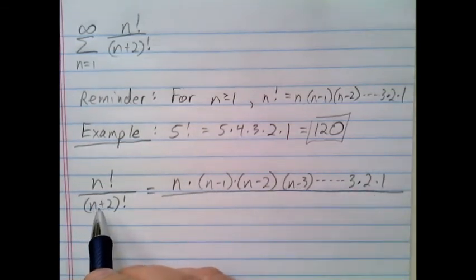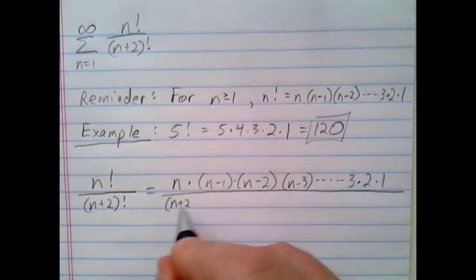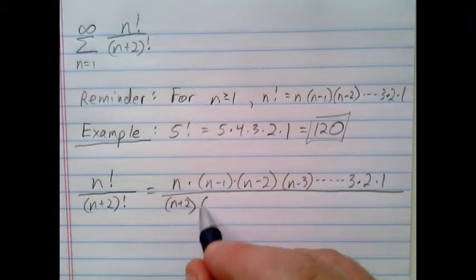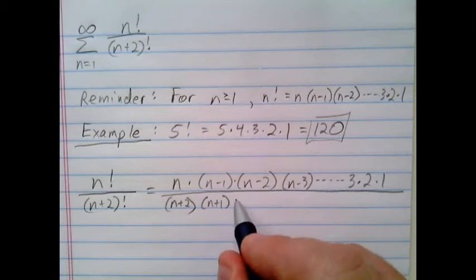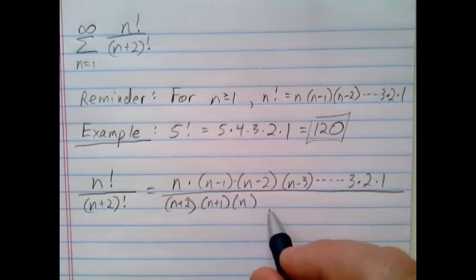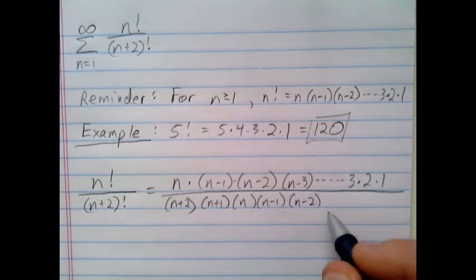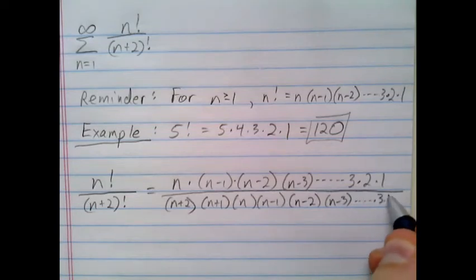Now, n plus 2 factorial would be, so n plus 2 is our number. We'll start with that number, and then we go to the number that's 1 less than that number. So the thing that's 1 less than n plus 2 is n plus 1, and then the thing that's 1 less than n plus 1 is n, and then n minus 1, and then n minus 2, and then n minus 3, and then all the way back to 3 times 2 times 1.